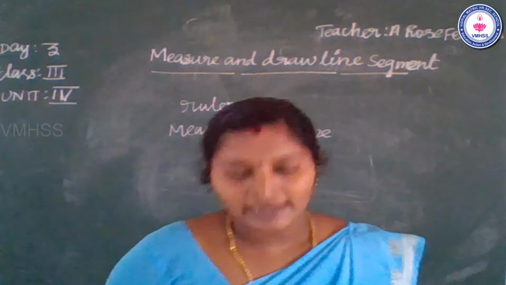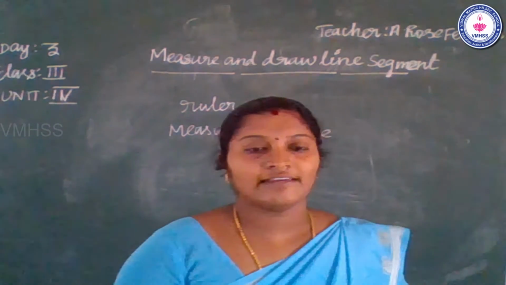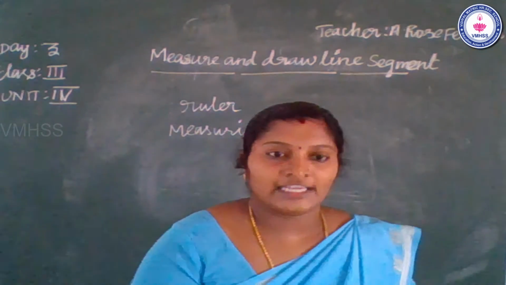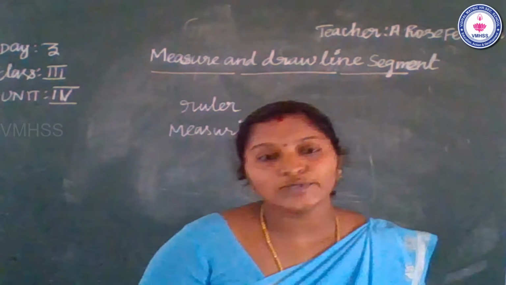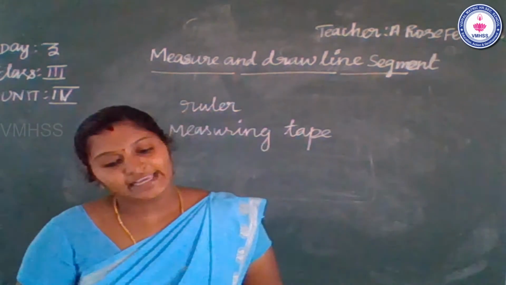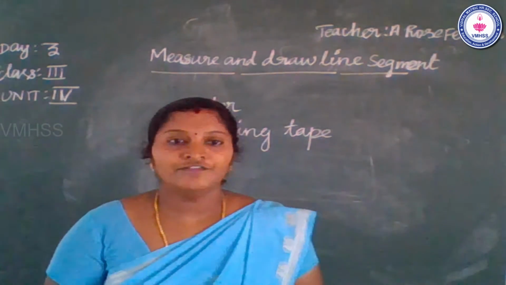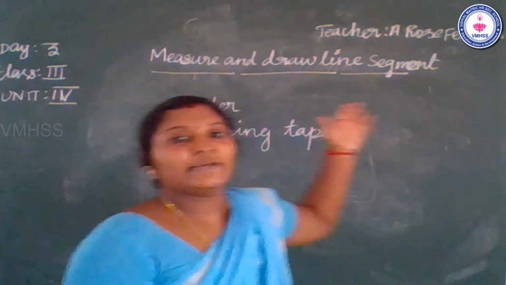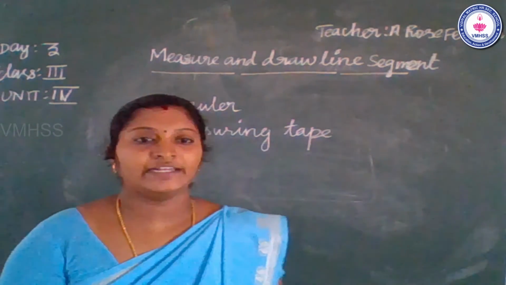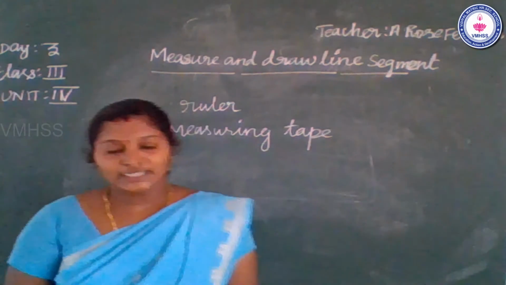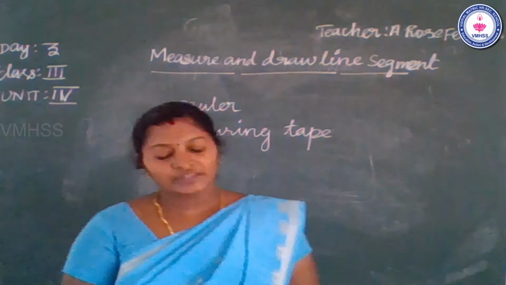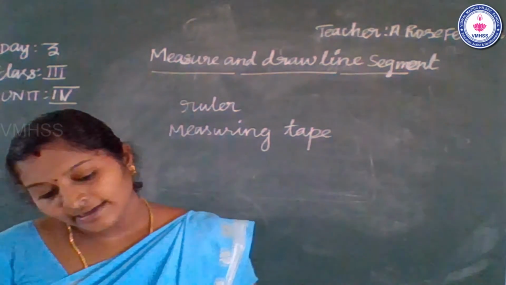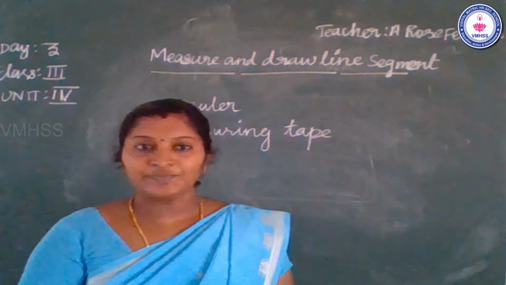Okay students, take page number 60. You already learned unit 3, measurement of length. First, we recall the measurement of length, then we move to measure and draw a line segment. So, what is the first rule? Both ruler and measuring tape start from 0.